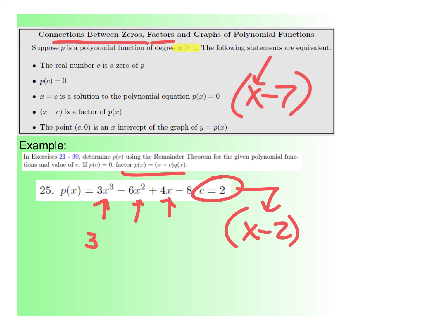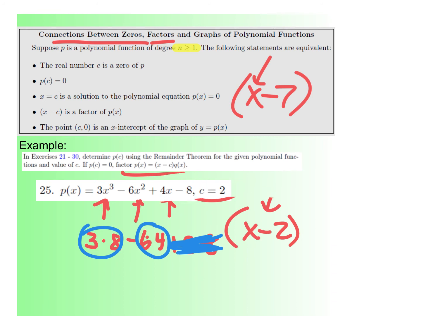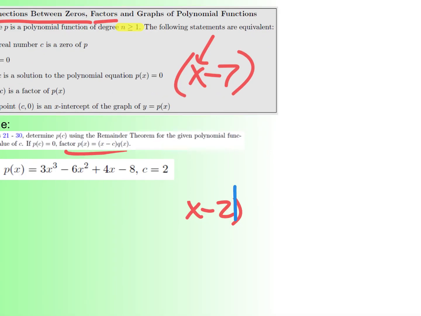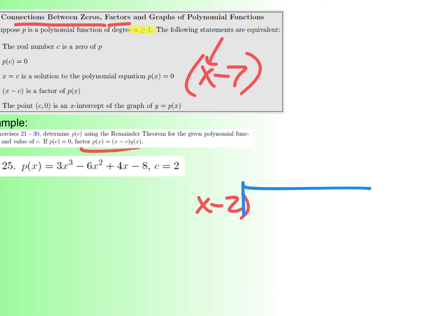Would you agree that this makes it 3 times 2 to the third, which is 8, minus 6 times 2 squared is 4, plus 4 times 2 is 8, minus 8. Well, that kind of worked out nicely. 8 and the minus 8 cancel each other out. And 24 minus 24, oh my gosh, it does equal 0. I now know for sure that 2 is a 0, and therefore x minus 2 is a factor. Well, if x minus 2 is a factor, then I can go do long division with that, and it'll work.